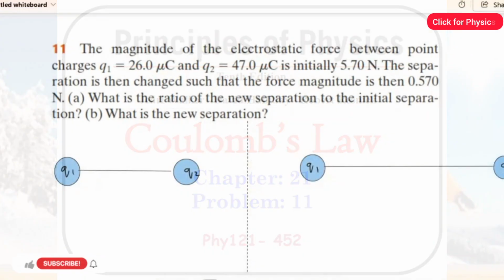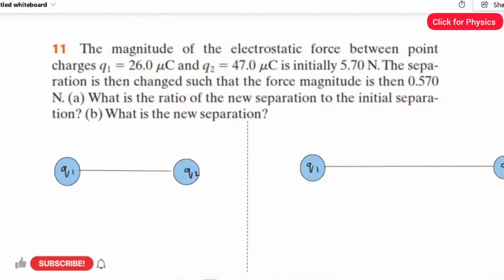Problem 11. The magnitude of the electrostatic force between point charges Q1 equal to 26 microcoulomb and Q2 equal to 47 microcoulomb is initially 5.70 Newton. The separation is then changed such that the force magnitude is then 0.570 Newton. Here we have two questions.